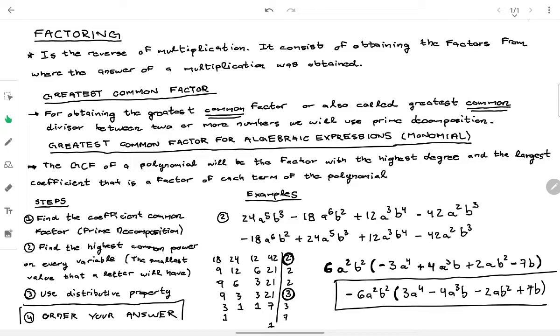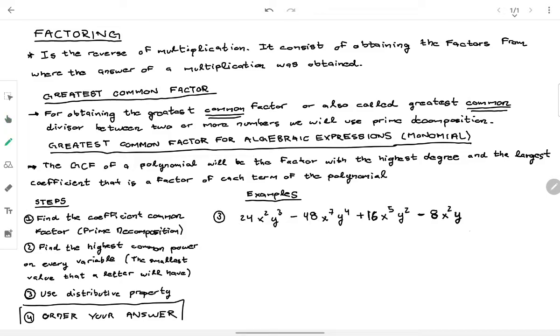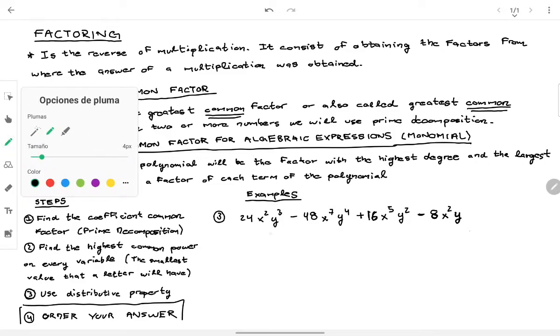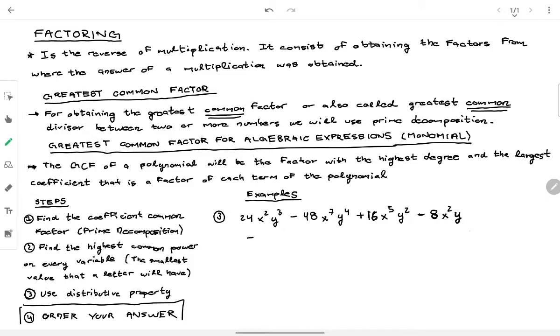So let's see only one last example. In this example number 3, I will be doing it a little faster because I think you have understood the basic parts. So we can order our polynomial in the beginning: minus 48 x to the 7 y to the 4, then plus 16 x to the 5 y squared, then plus 24 x squared y cubed, minus 8 x squared y.